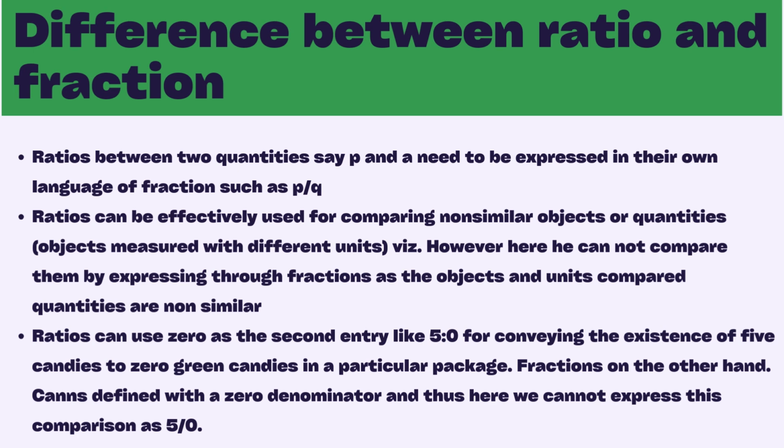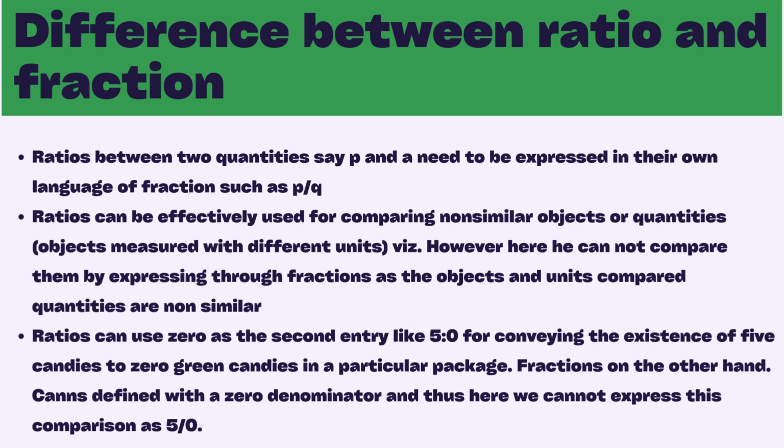Ratio can be effectively used for comparing non-similar objects or quantities, like objects measured with different units. However, here we cannot compare them by expressing through fractions, as the objects and units of the compared quantities are non-similar. Means that for a fraction, the units and quantities must be similar.